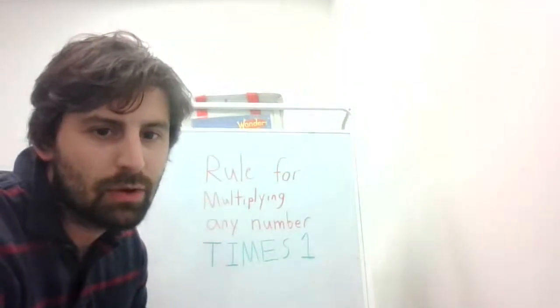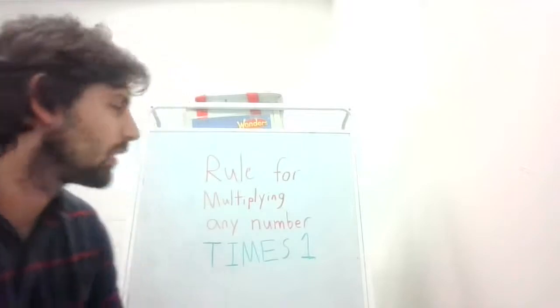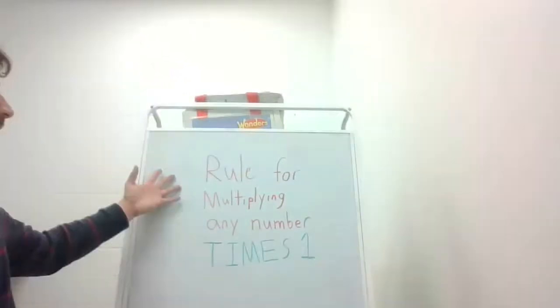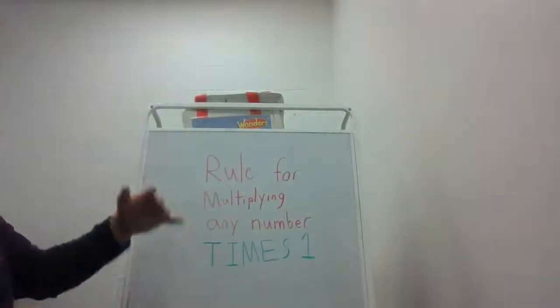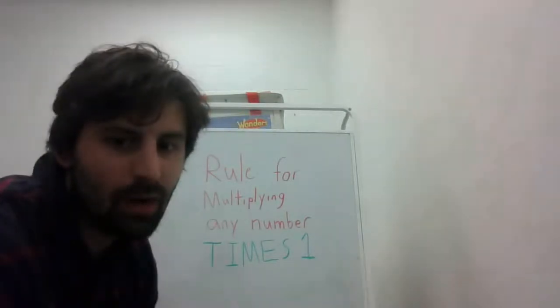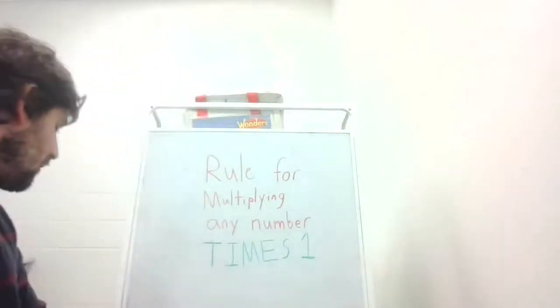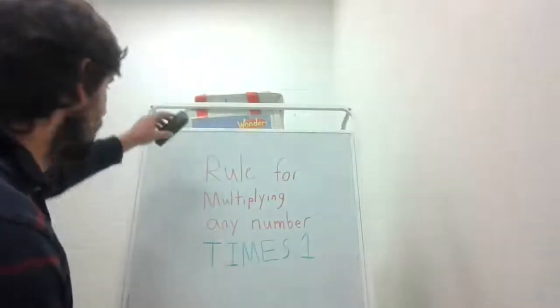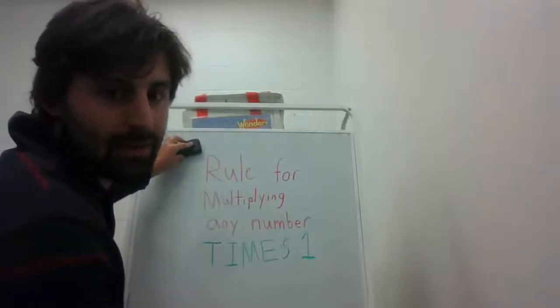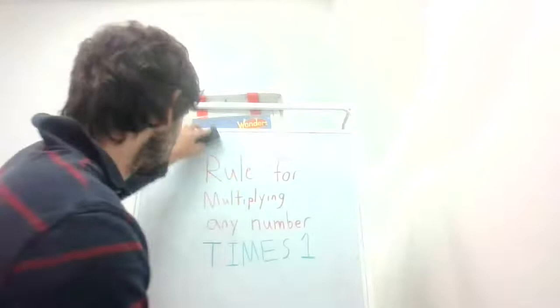So yesterday I went over the rule for multiplying any number times 0. Today I'm going to go over the rule for multiplying any number times 1. All right, so the rule for multiplying any number times 1 is that the number always stays the same. That's the rule. You multiply any number times 1, the number is always going to stay the same. And I'm going to do about 10 example problems to show you exactly what I mean by that.